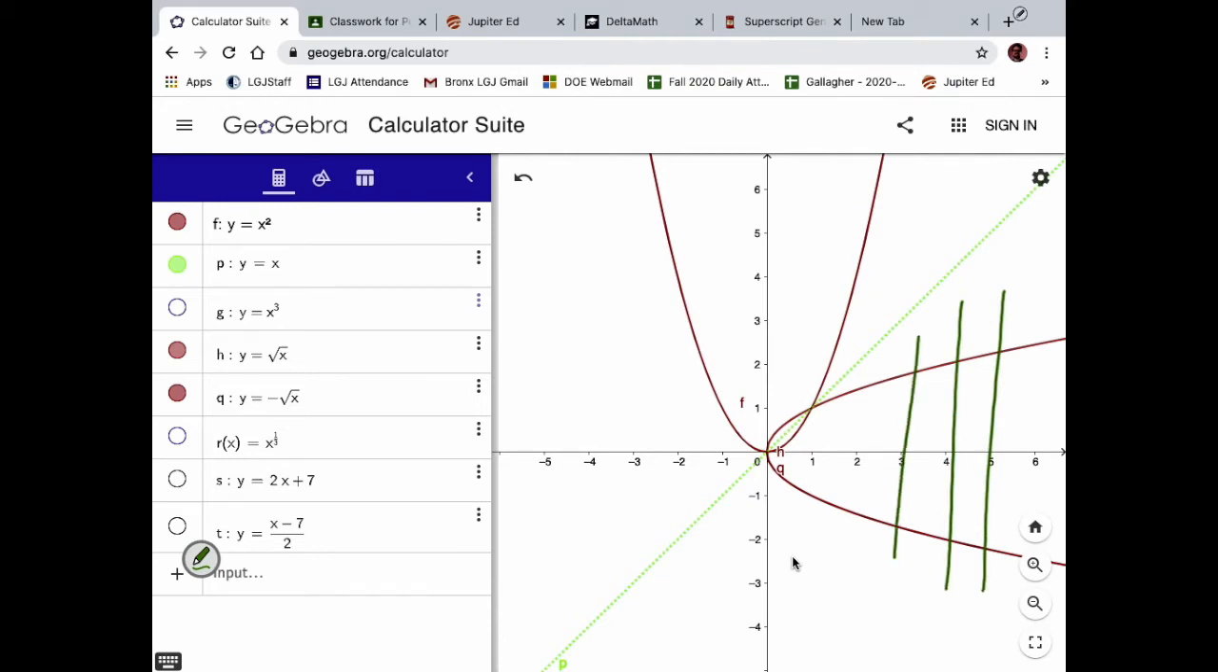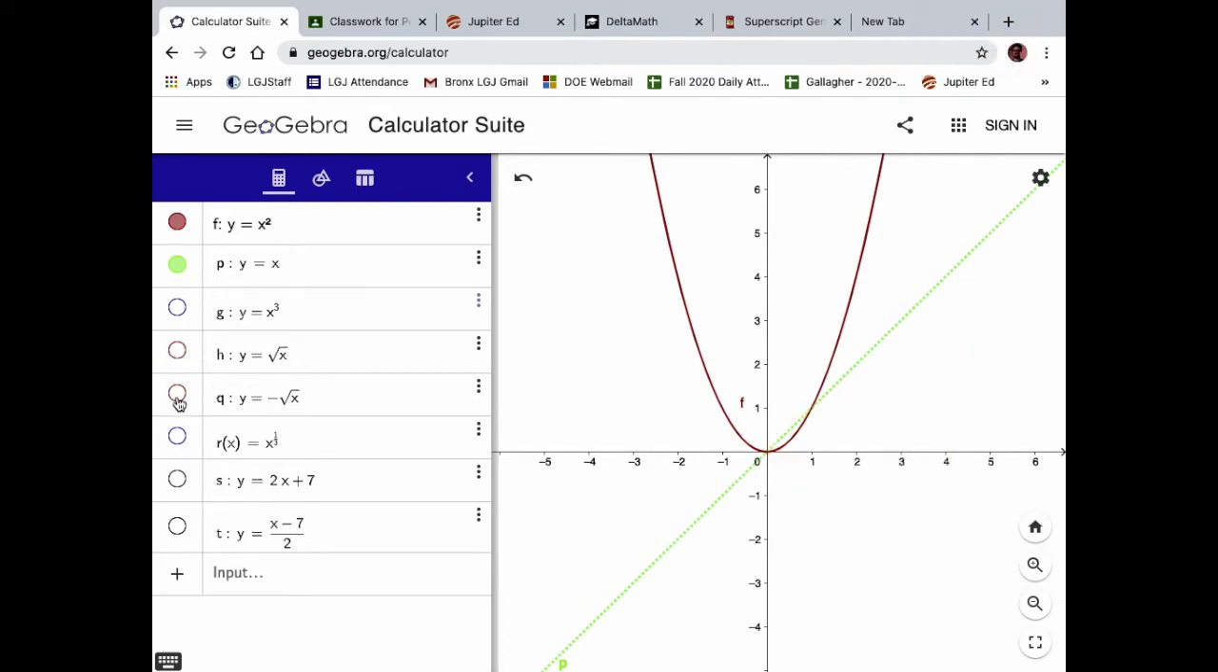So in our first example, the inverse is not a function. We cannot use it as a function. But let's take a look at some other examples.